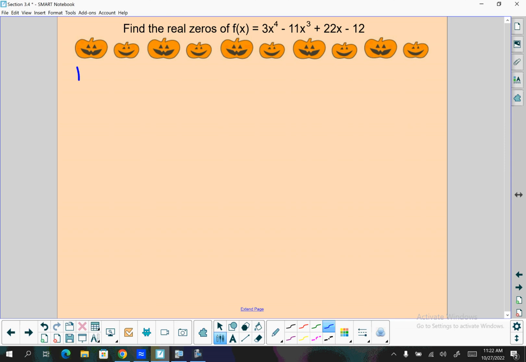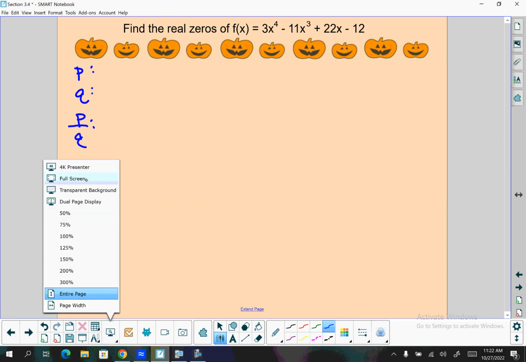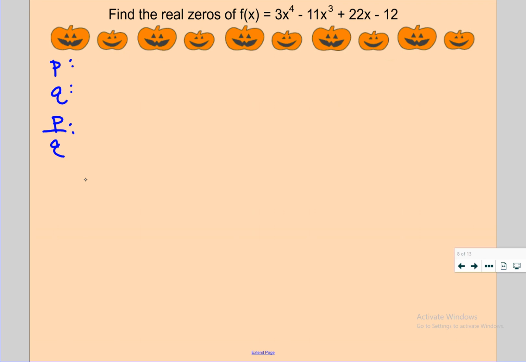All right. P, Q, P over Q. All right, what are my values for P? It's going to be factors of 12: 1, 2, 3, 4, 6, 12. Yep, okay. Q, factors of the leading coefficient 3 are 1 and 3. P's and Q's, plus and minus. 1 over 1 is 1, and 1/3.